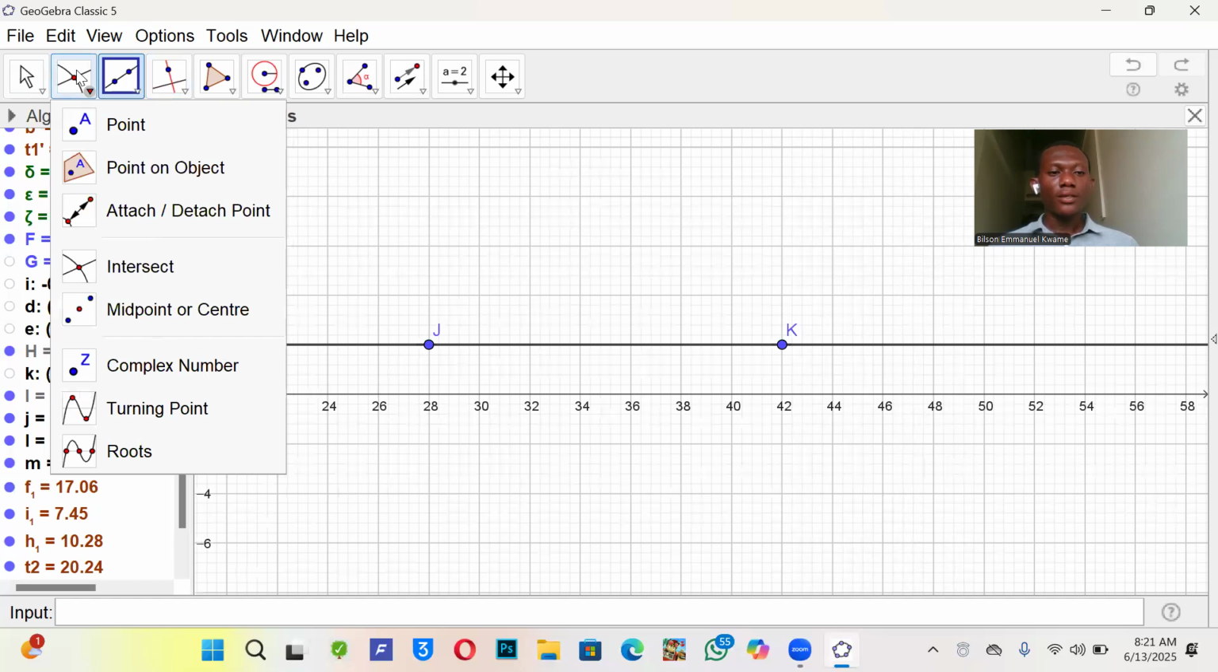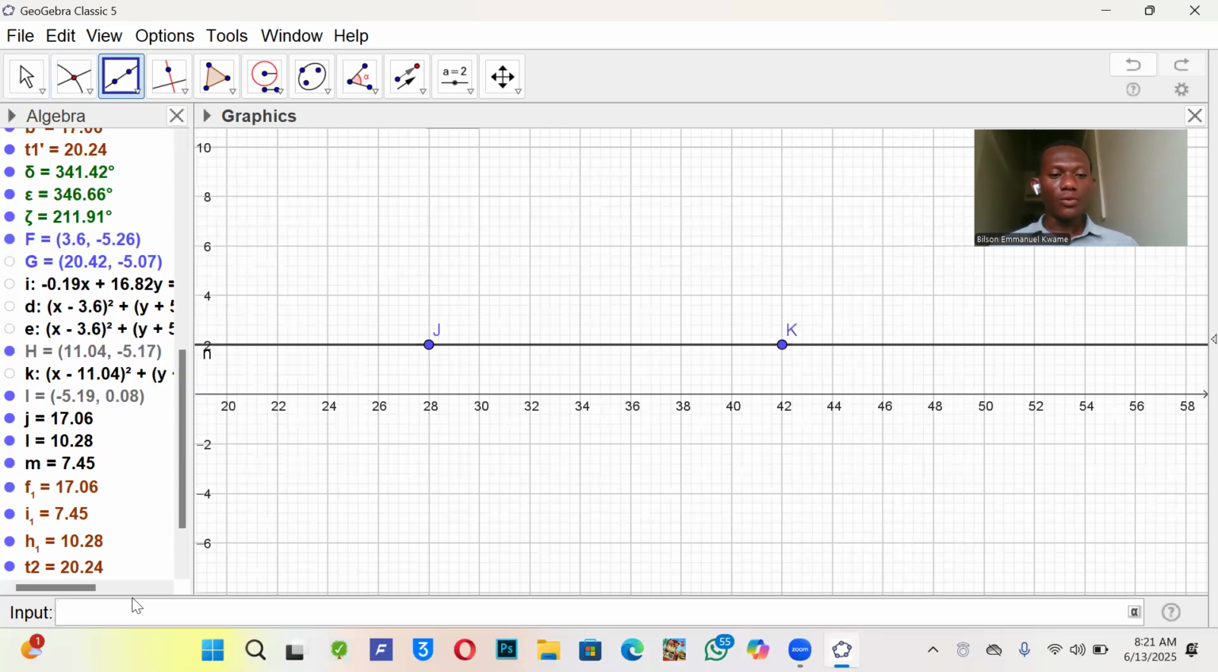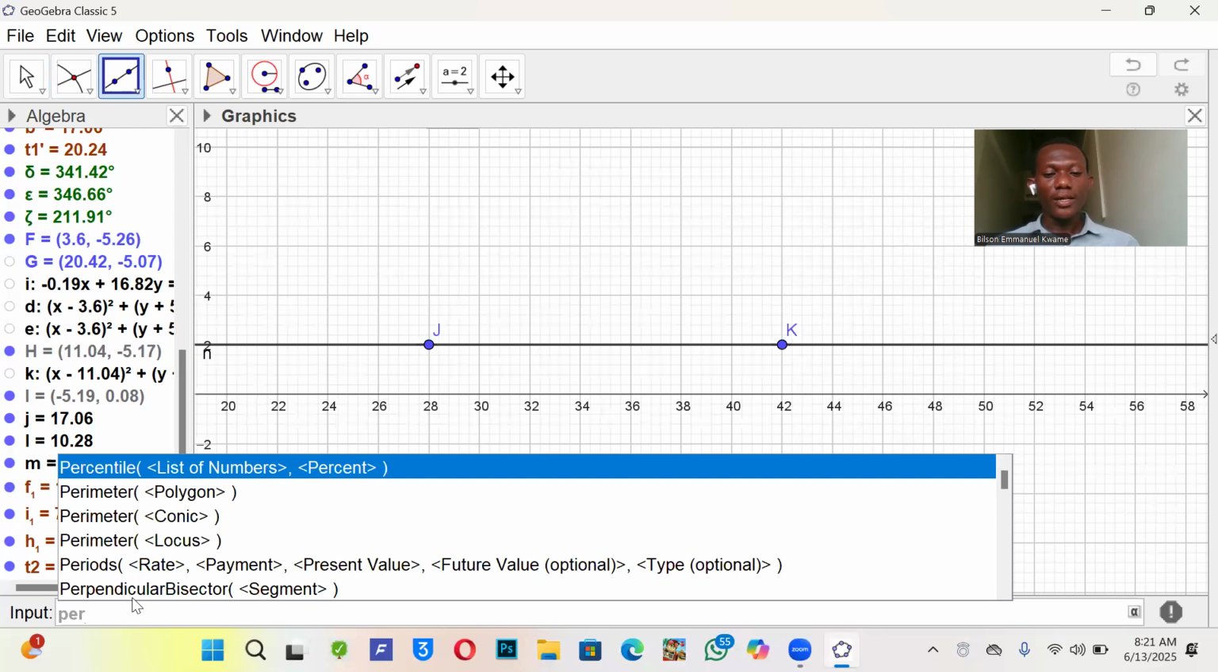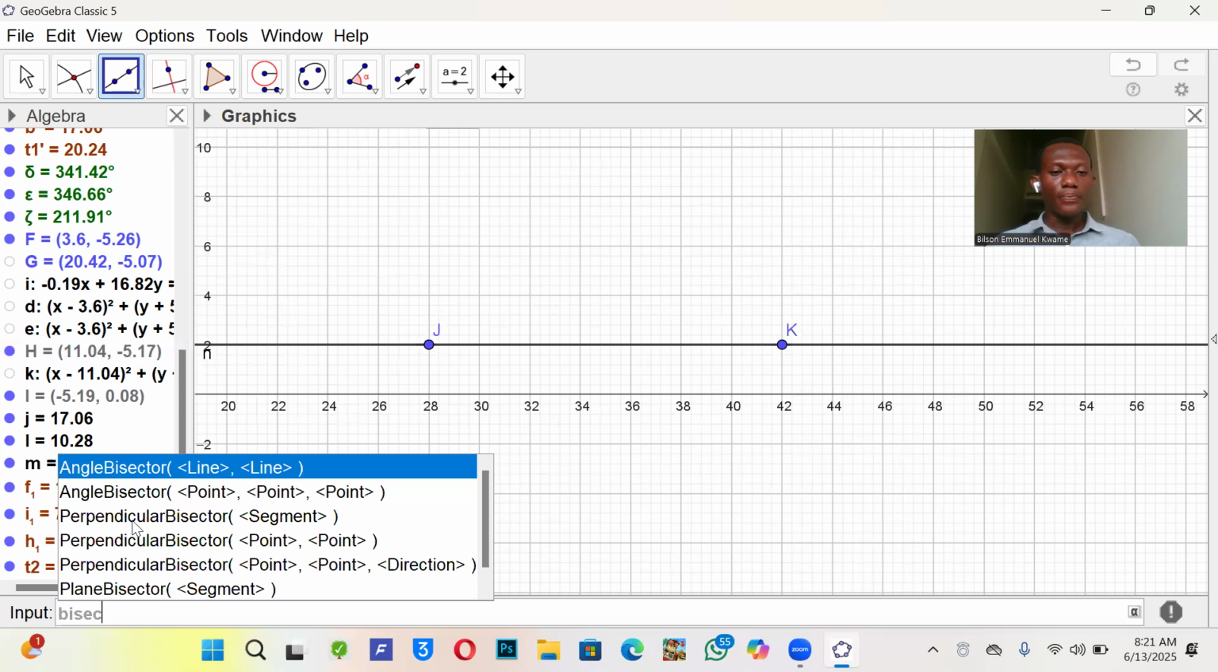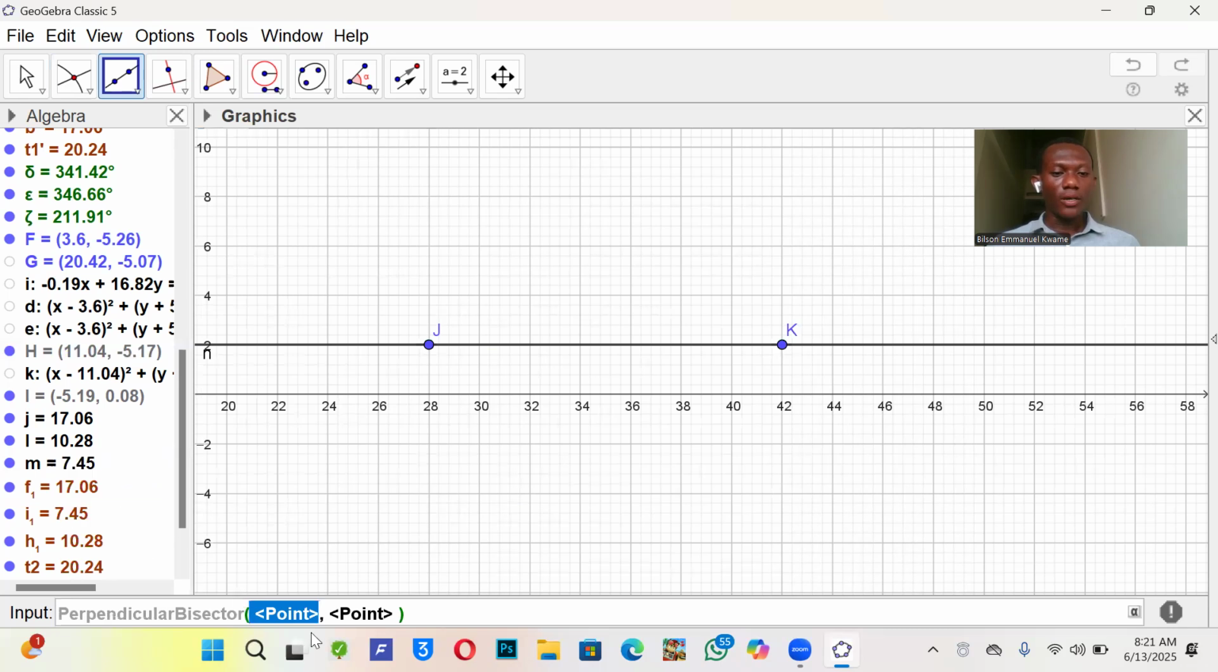let's come to the input field, then let's type perpendicular bisector. You can see perpendicular bisector. Let's type this perpendicular bisector, from the point J to the point K. So that is the perpendicular bisector.